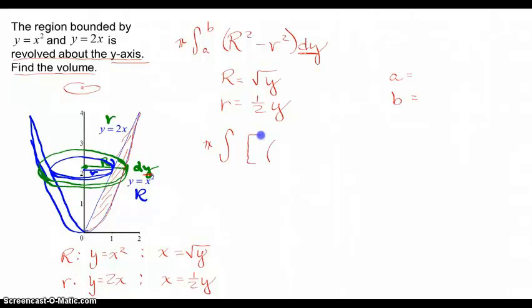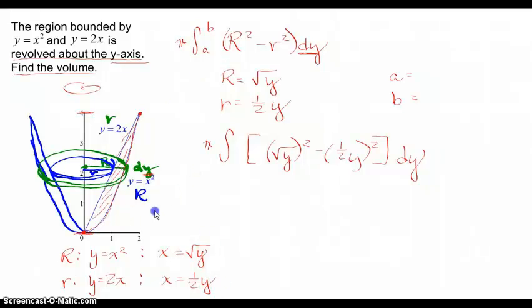So we have big R squared minus little r squared times our thickness. Now the only thing remaining for us to find are our a value and our b value. Well, just like we found intersection points before in terms of x, now we're going to find intersection points. Whatever this y value is, we can't always count on it being the value that shows up on the axis. We can't just eyeball it. We have to do the mathematics to make sure that we're right about that.